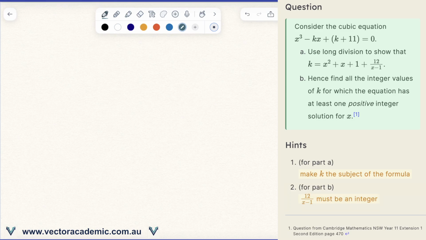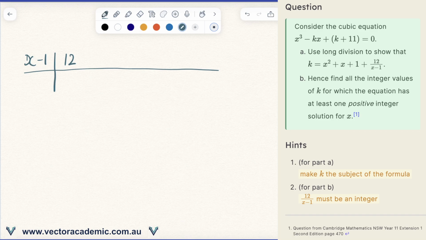If you got a bit stuck, here's your hint. We want to hence find all the integer values of k for which the equation has at least one positive integer solution for x. And our guideline here is that 12 over x minus 1 must be an integer. So let's think about for what values 12 over x minus 1 is an integer. So if I think about x minus 1, so 12 divided by what number is an integer? And that's going to be equal to, well, we've got 12, because 12 divided by 12.